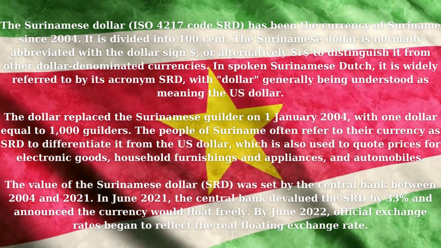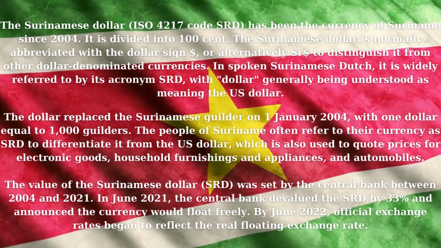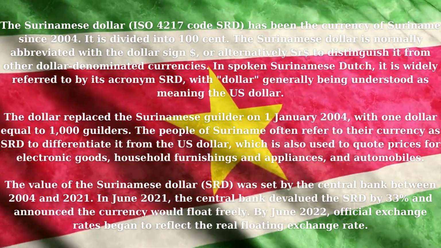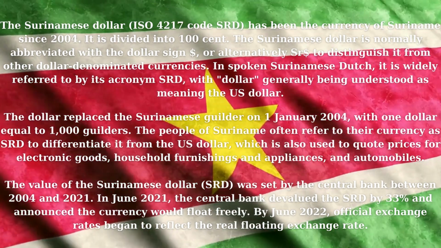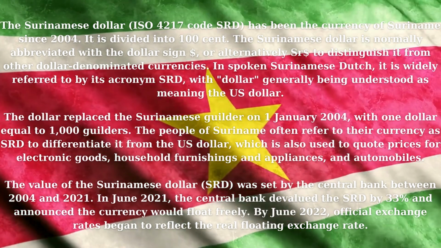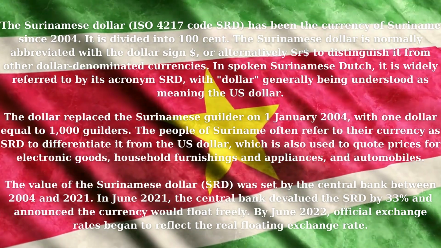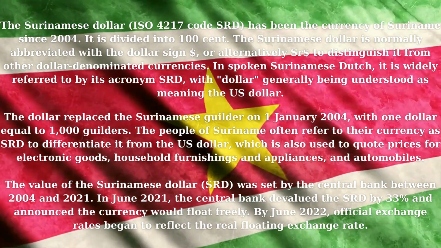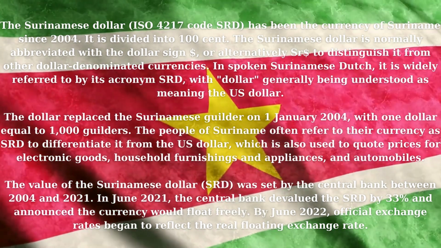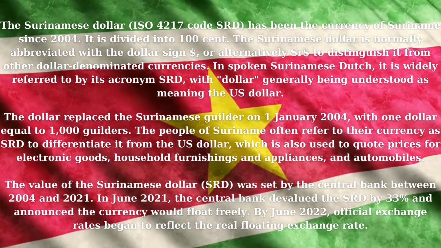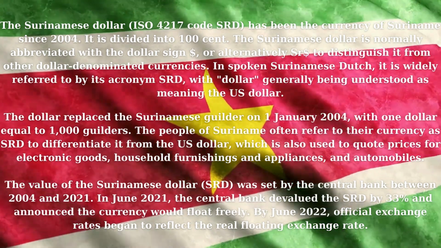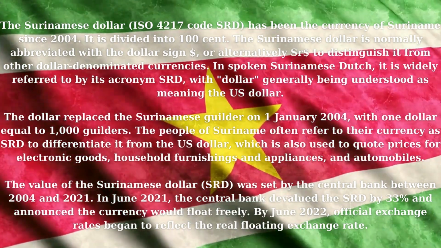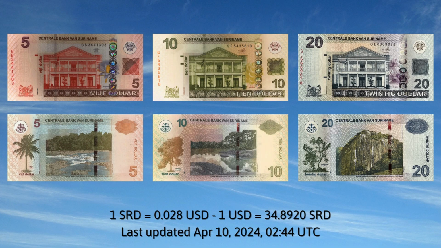The people of Suriname often refer to their currency as SRD to differentiate it from the US dollar, which is also used to quote prices for electronic goods, household furnishings and appliances, and automobiles. The value of the Surinamese dollar, SRD, was set by the central bank between 2004 and 2021. In June 2021, the central bank devalued the SRD by 33% and announced the currency would float freely. By June 2022, official exchange rates began to reflect the real floating exchange rate.